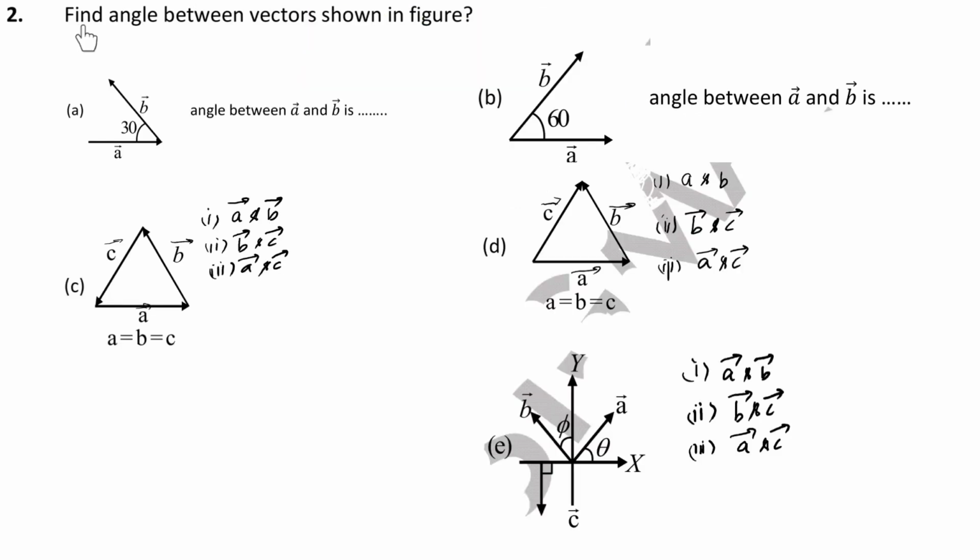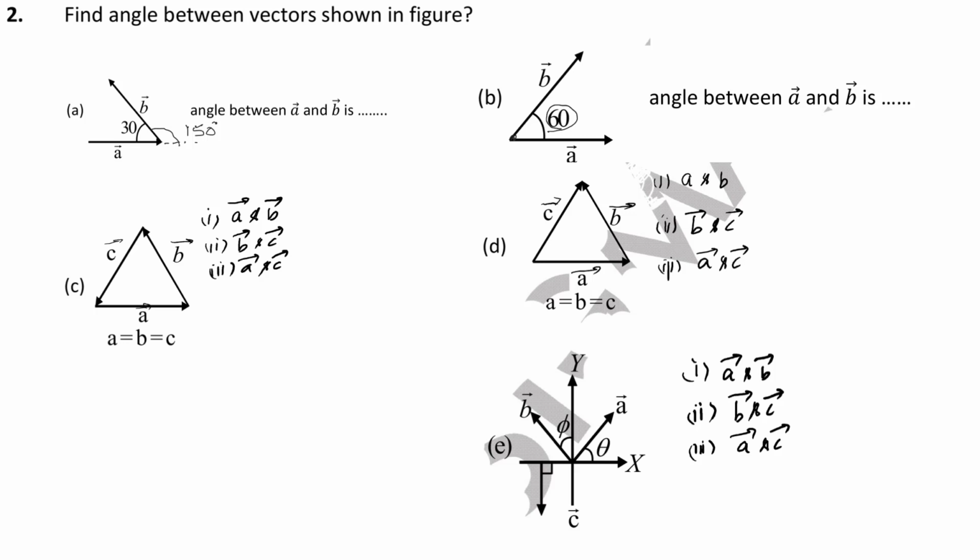In question 2, we have to find the angle between the vectors shown in the figure. As you know, in order to find the angle between vectors, their tails or their heads should coincide. So look at figure A. In figure A, head and tail coincide, so we'll extend this line. So this will be the angle between vector A and vector B, which is nothing but 150 degrees. In figure B, the tails of the two vectors coincide, so the angle between the two vectors is 60 degrees.